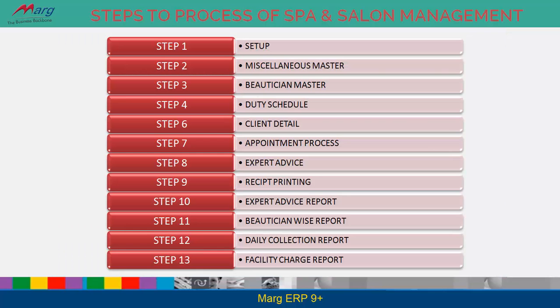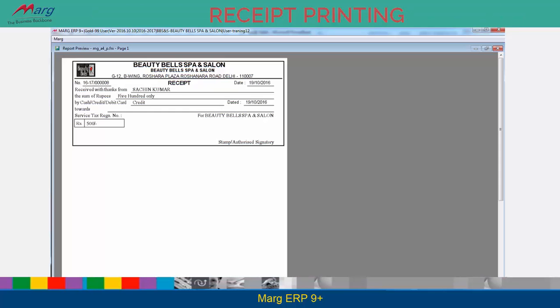Next step is receipt printing. After the client is done with his or her treatment, he goes to the reception where the receipt is printed. The receptionist will select the client whose receipt has to be printed and in this format the receipt will be printed, and accordingly the charges and other details will also be generated in the receipt.